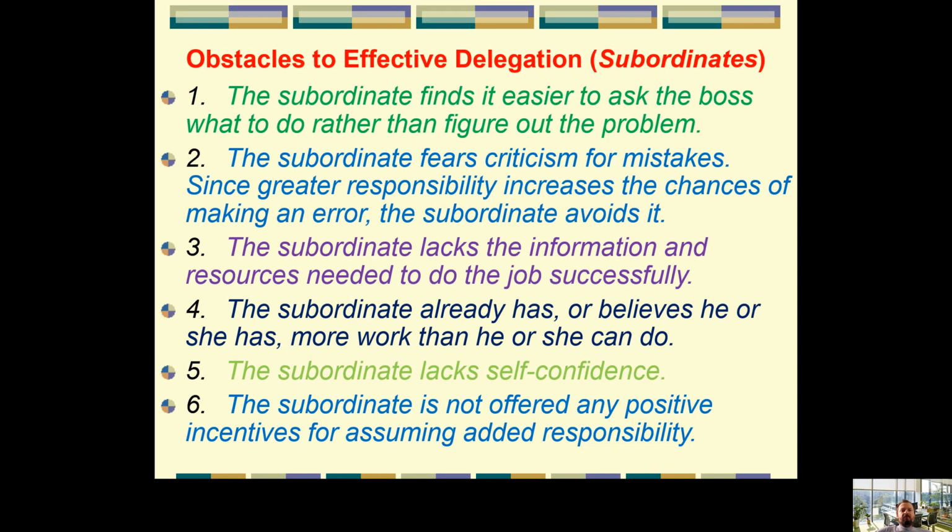Okay, second, the subordinate fears criticism for mistakes. It's quite a normal situation to make a mistake, and a clever manager must explain to all the subordinates that, okay, it is a possible situation. The third, the subordinate lacks the information and resources needed to do the job successfully. Sometimes the task is delegated, but the authority is not delegated.